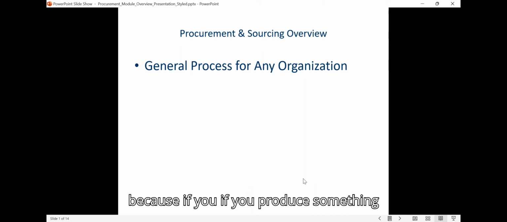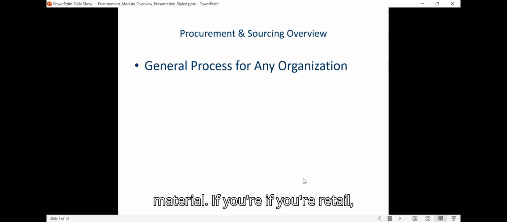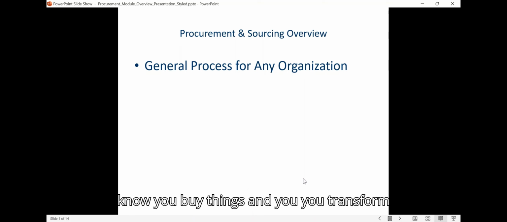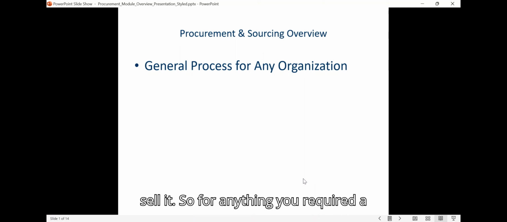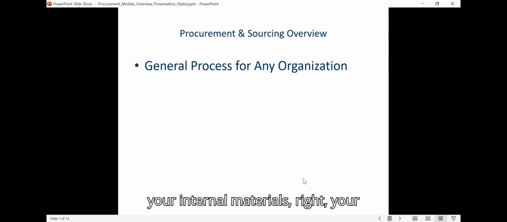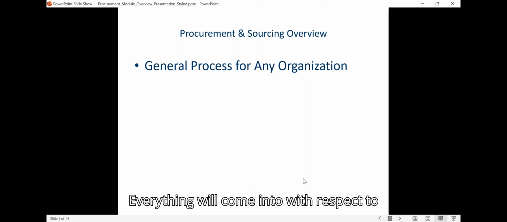Because if you produce something, you need raw material, and if you're trading something, you need raw material again. If you're in retail, you need certain specific items. You buy things, you transform certain aspects, and then you sell it. So for anything you require raw material. But when you're talking about procurement, it's not only about raw material, right? It could be printing and stationery, your internal materials, your staff well-being. So everything comes into procurement.